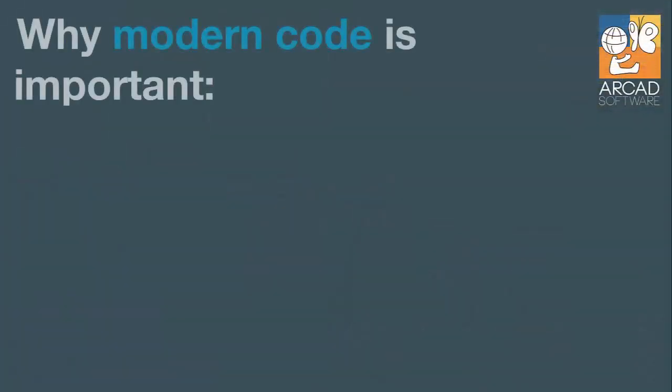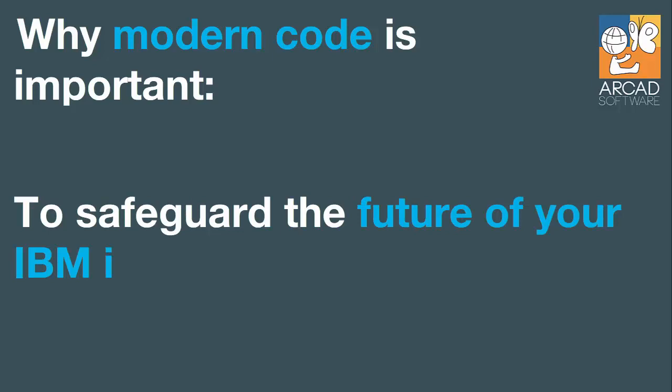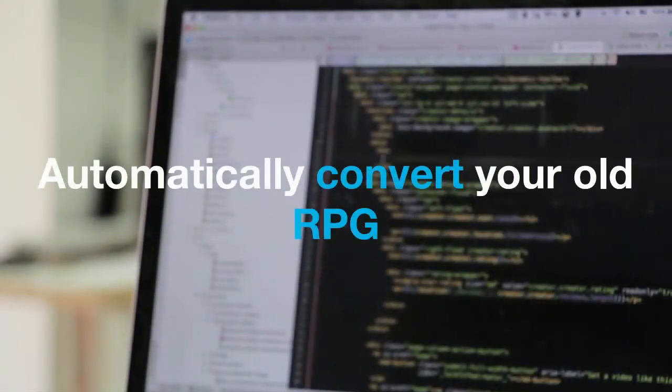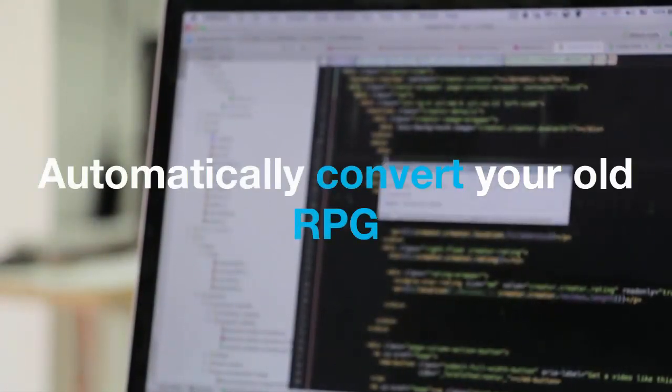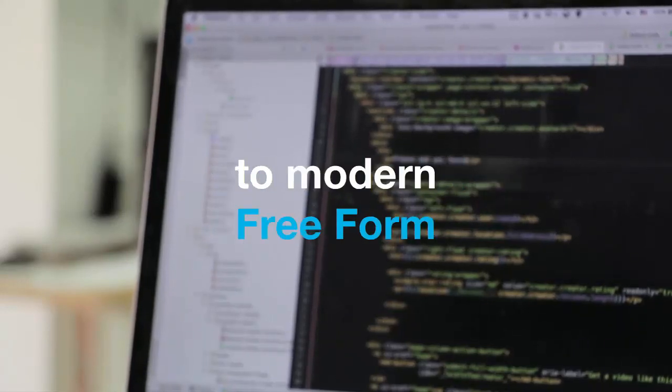You need to maintain these legacy applications in the years to come. Modernizing code is vitally important to attract new talent to your organization. It safeguards the future of your IBM-I application assets and leverages your investment on the platform. Today we'll see how easy it is to automatically convert your old RPG, either step by step or in a mass conversion, to modern freeform RPG.